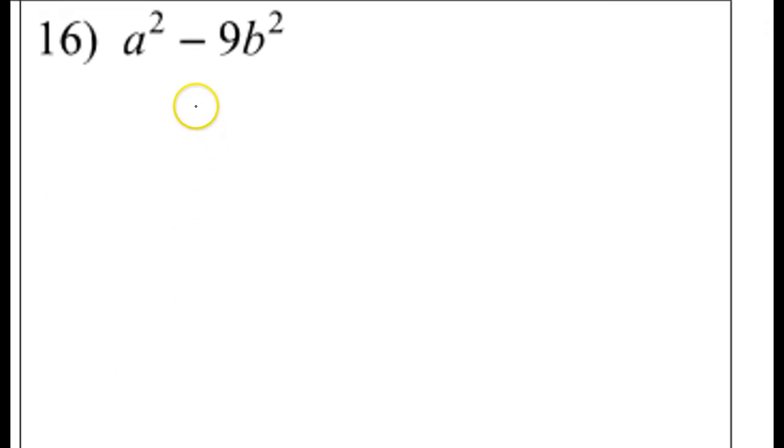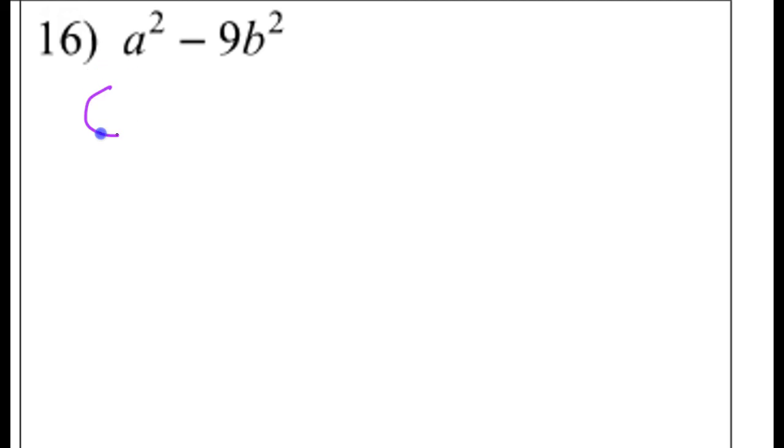For number 16, we have another binomial. So that means no box method, no grouping. All we have is GCF and difference of squares. Well, guess what? There is no GCF. There's no common factor. So that just leaves difference of squares. This is the difference of squares. It's the difference because it's subtraction. A squared and b squared are both perfect squares. Obviously, it says squared right there. And 9 is a perfect square because that's 3 times 3.